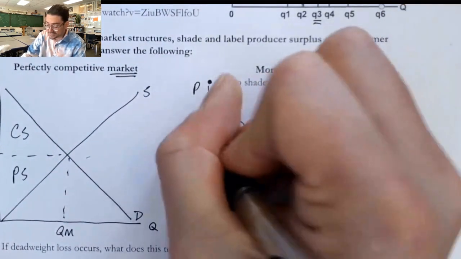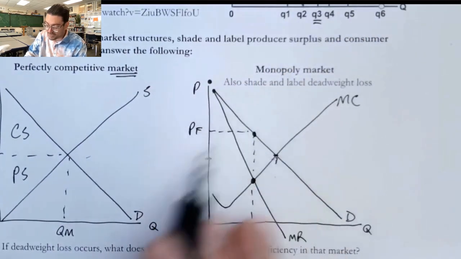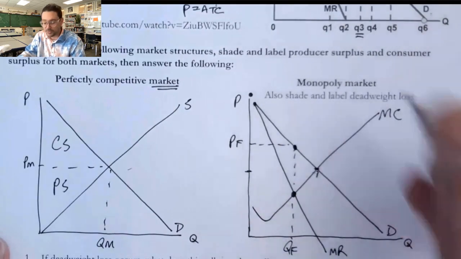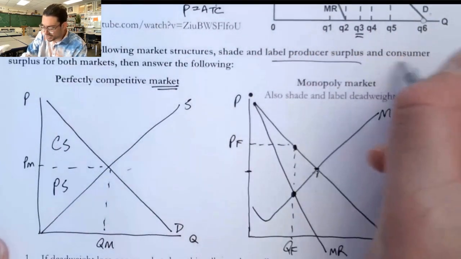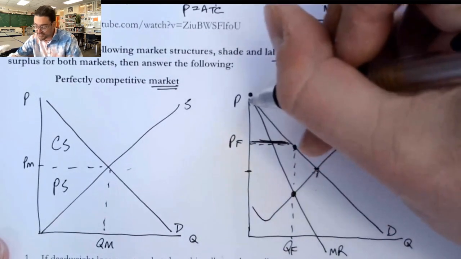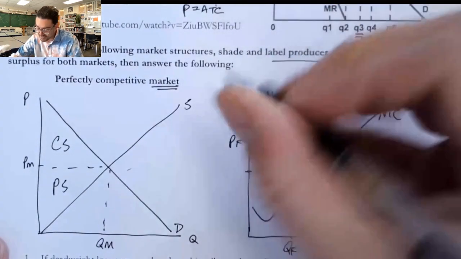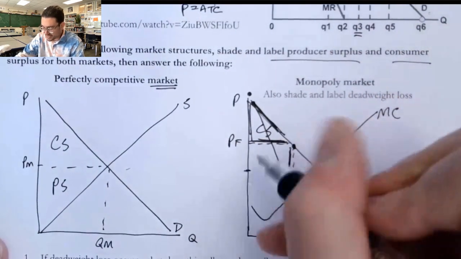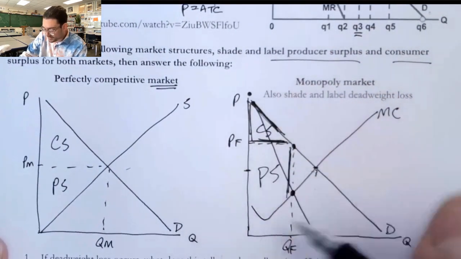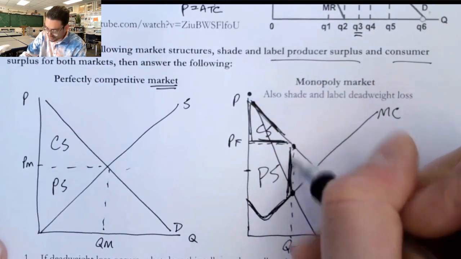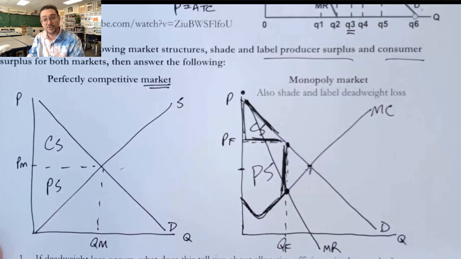And so now I can see that the firm in this monopoly market is going to charge a much higher price than what the competitive market would do. If I'm going to start with shading and labeling producer and consumer surplus, well, I know the area above the price, up the demand curve, all of that up here is the consumer surplus. The area down below that price, all the way down to the marginal cost curve, and up that quantity side is the producer surplus.